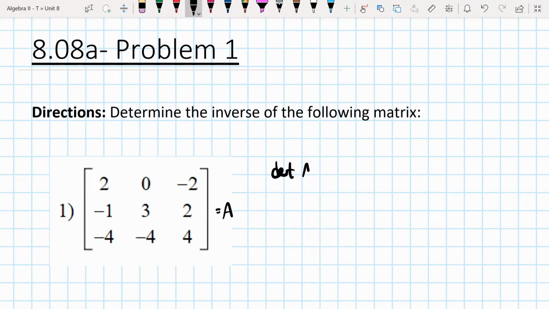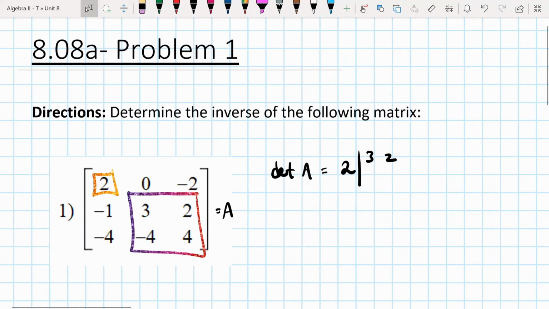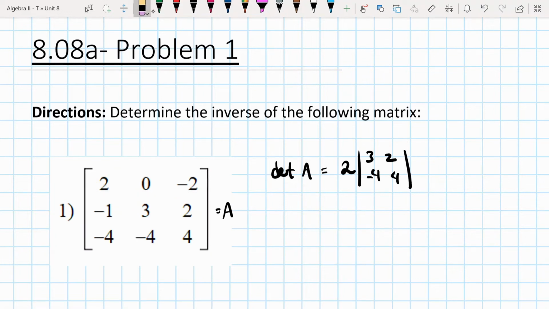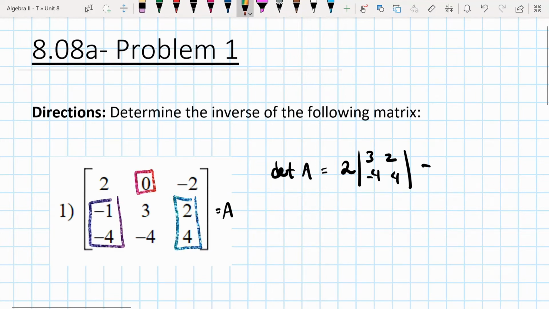Same as last question. So the determinant is going to be 2 times the determinant of this 2 by 2 matrix right here. So we're dealing with these two quantities. So 3, 2, negative 4, 4. And then we're going to subtract 0 times the determinant of this 2 by 2 matrix. So negative 1, 2, negative 4, and then 4.